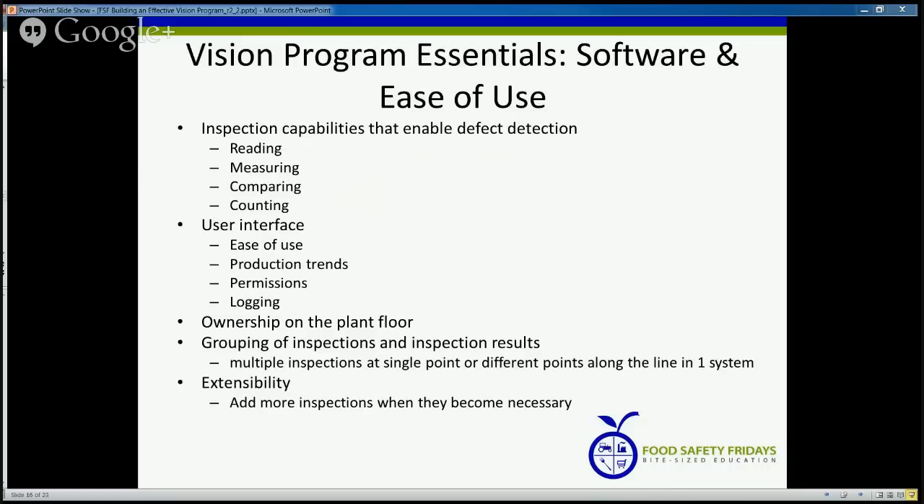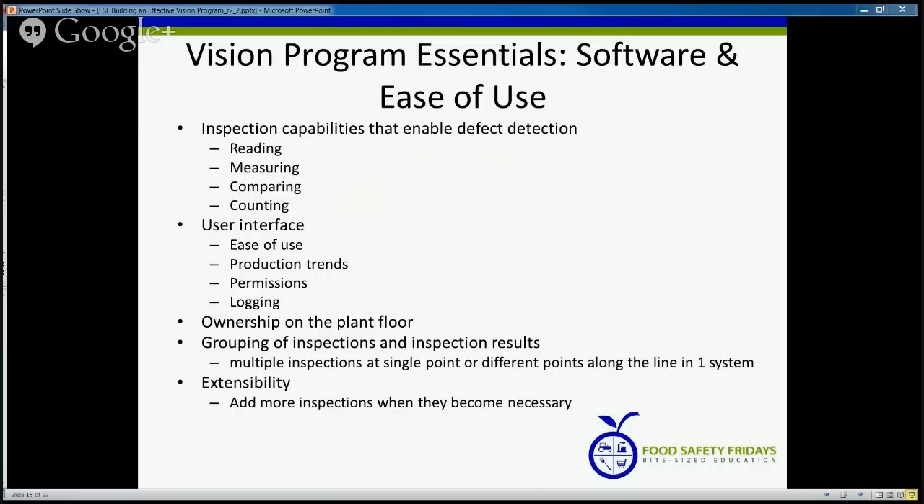Ease of use, as I mentioned before: the user interface should be something that can be readily interacted with. You're going to want to get potentially production trends. Hey, how many have we passed? How many have we failed? Are the numbers creeping up, or are they going down? What kind of insight can you get out of your vision system? Having something that's configurable is ideal.